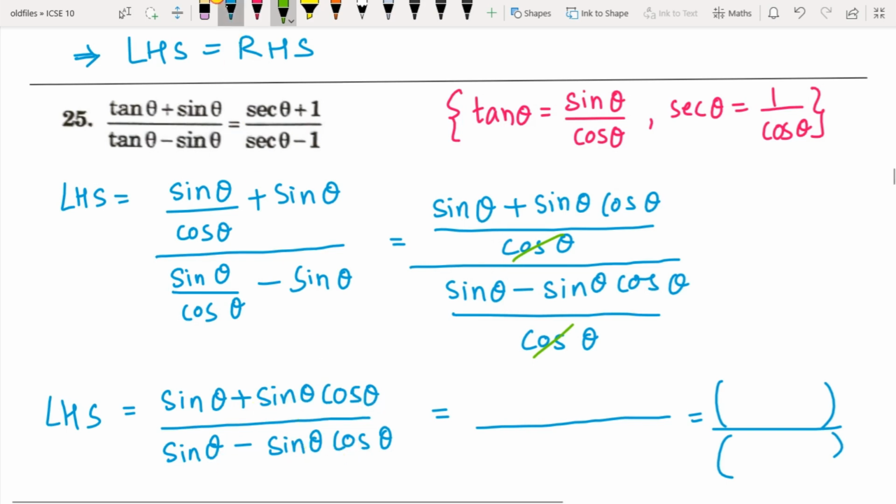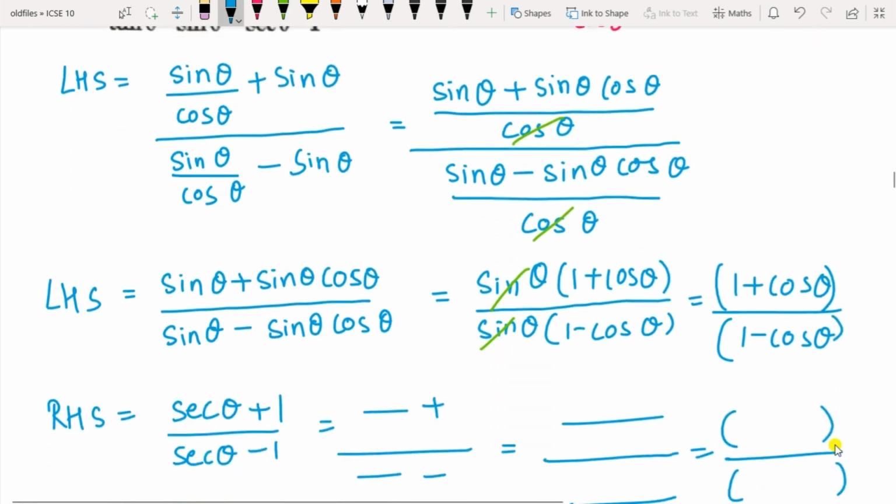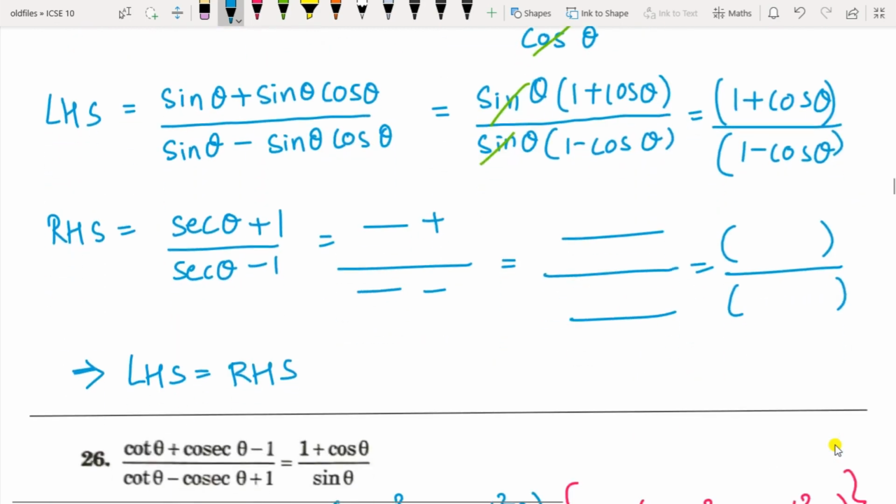Now take sin theta common from both the terms. So it is sin theta, and 1 plus cos theta will remain in the bracket, and this will be sin theta 1 minus cos theta. So again sin theta will get cancelled. The remaining is 1 plus cos theta and 1 minus cos theta. This is your LHS.